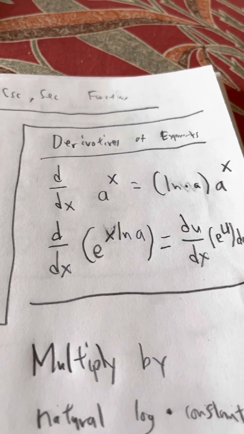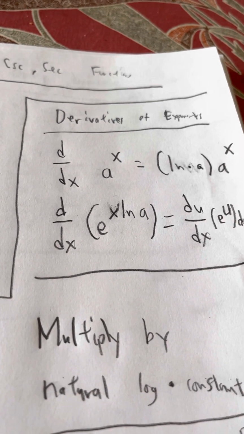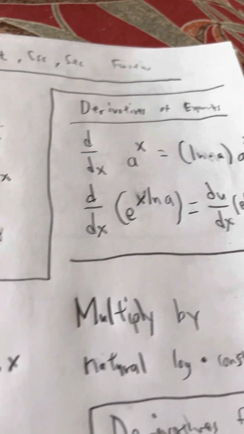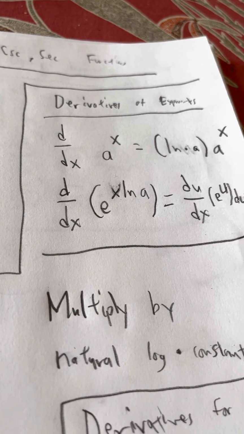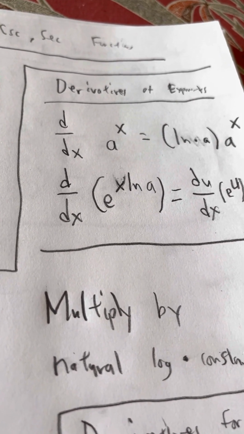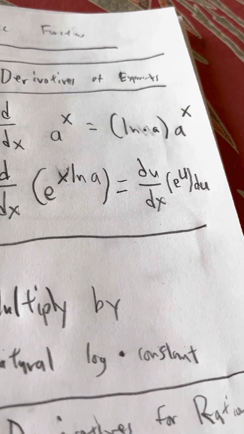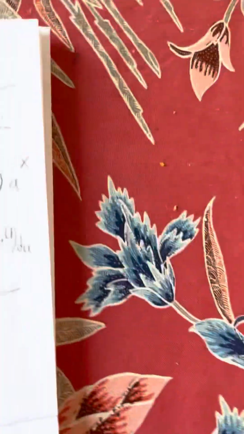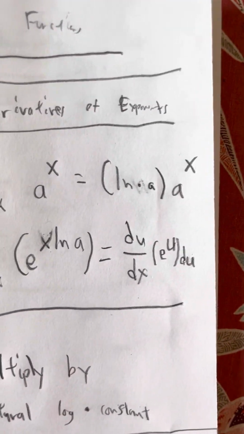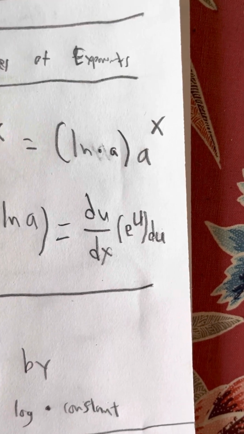Derivatives of exponents. d over dx of a to the x equals ln a times a to the x. Just multiply by ln a. Then e to the x ln a, du dx, e to the u du. This has to do with another thing called u substitution, where you're substituting for u.